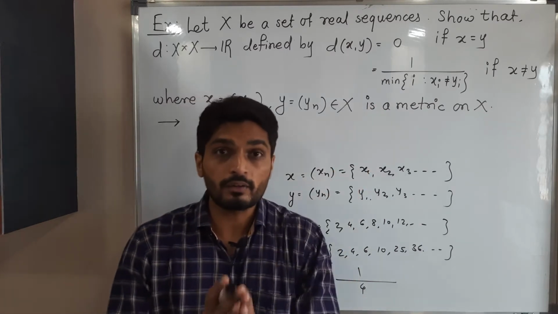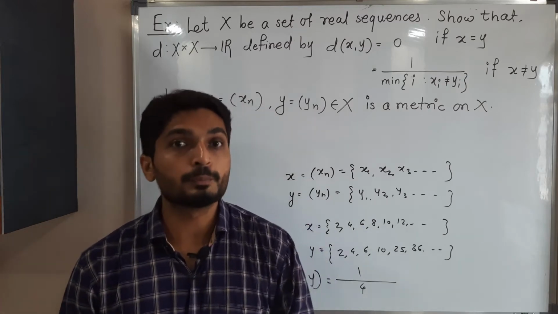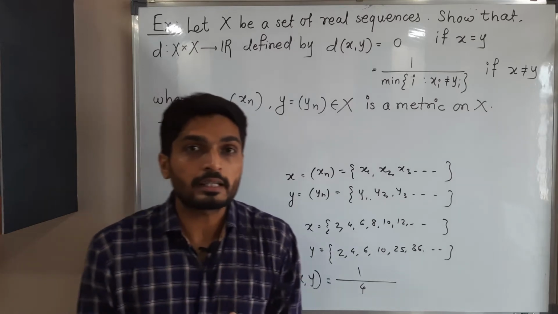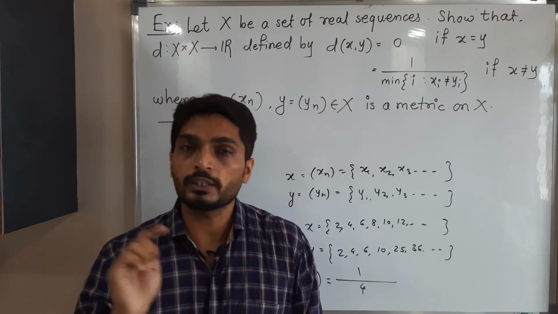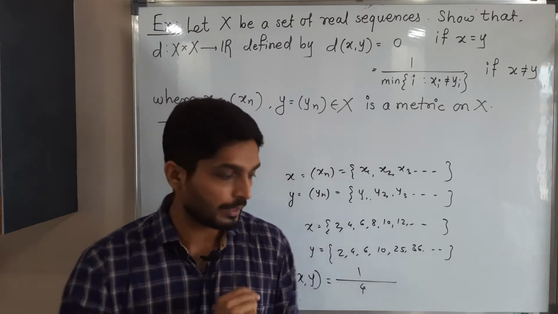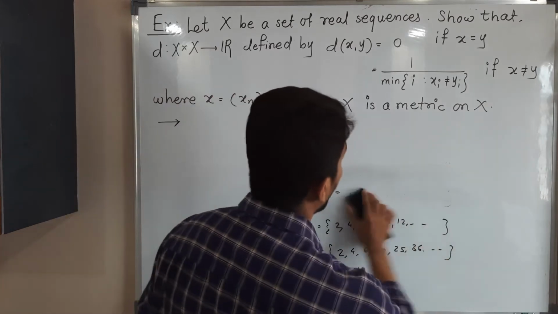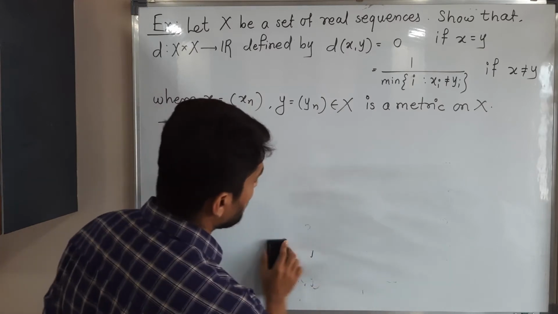In this way, they have defined a function D. So now our task is to prove D is a metric on X. You know how to prove a metric. We simply have to prove it satisfies 4 conditions. So let us discuss all those conditions one by one. Just a minute, I will remove this part, and after that we'll go for all conditions.